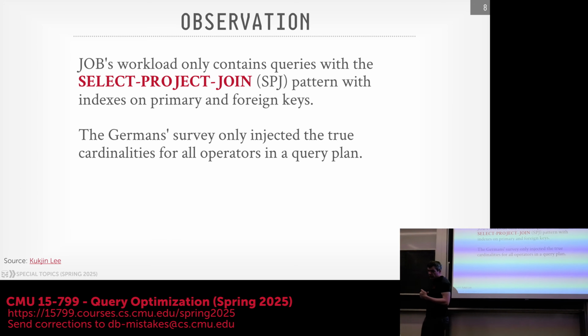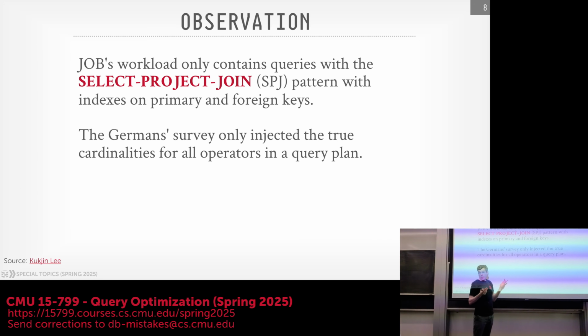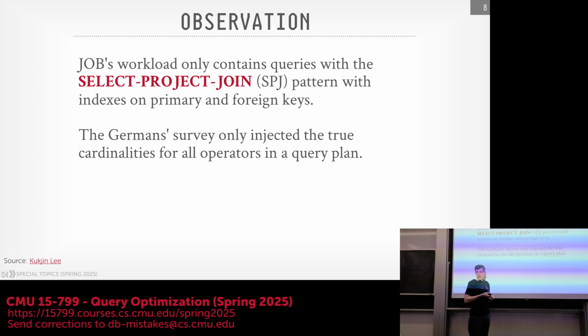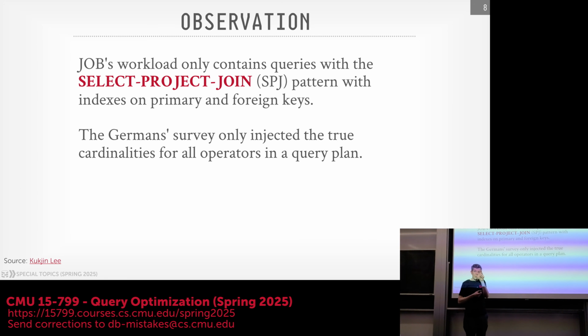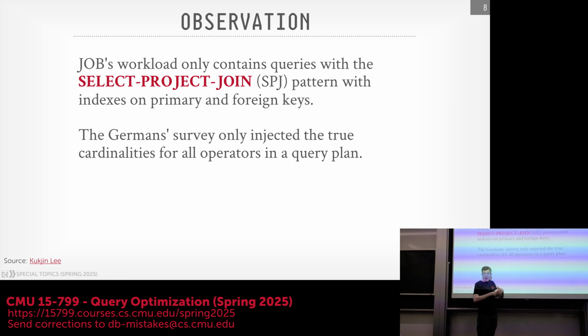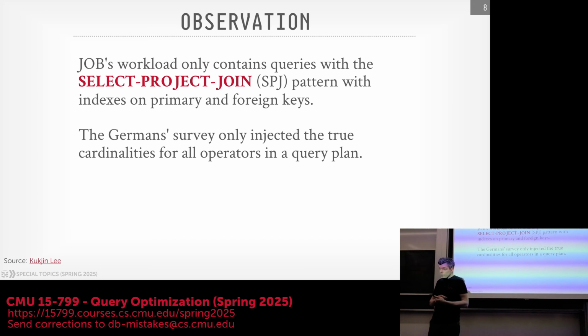And as we'll see in a second from the Microsoft paper, you don't actually need to do that for all of them to get the benefits of having accurate cardinality estimations. There's actually a subset, which can be called the essential set, that is the bare minimum you need, where you inject the cardinality estimates and you get all the benefit as if you injected the true cardinality estimates for all the operators.